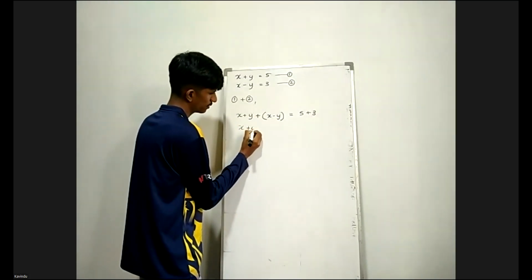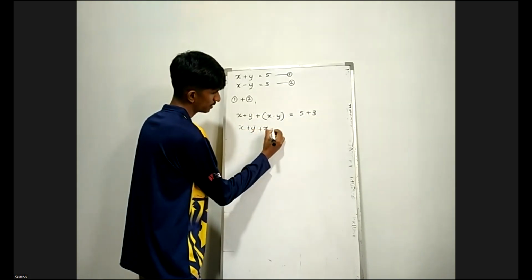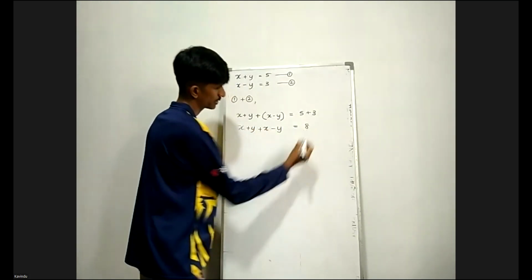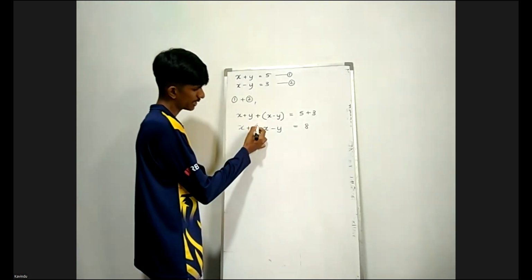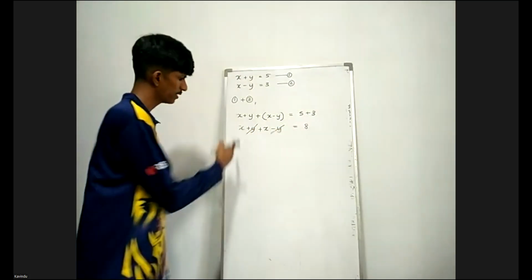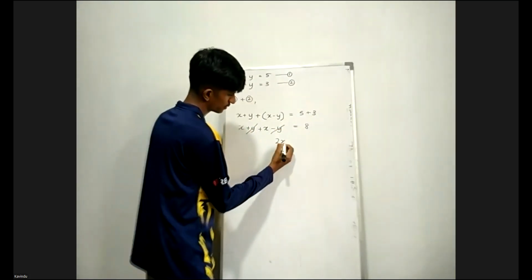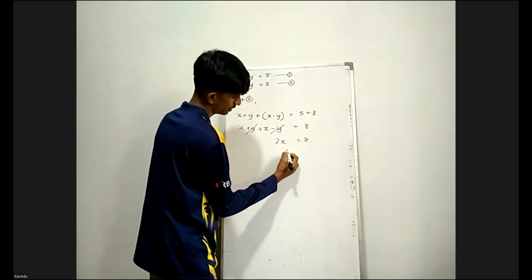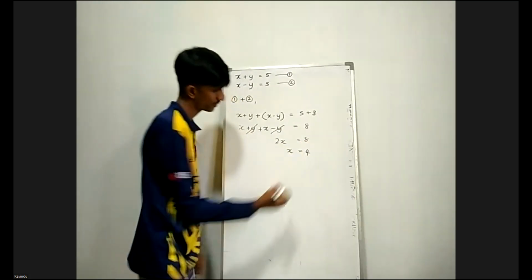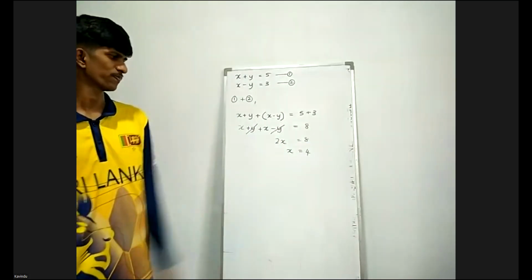Then x plus y plus x minus y is 8. Then we can cancel plus y and minus y. x plus x is 2x, equals 8. Divide both sides by 2. x is 4.